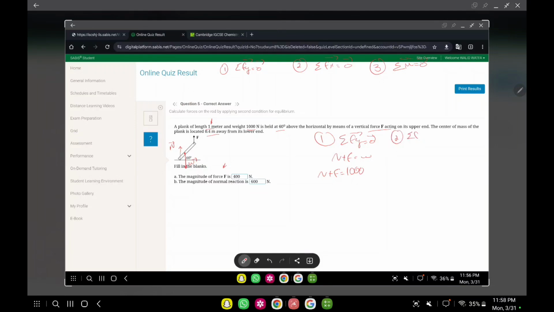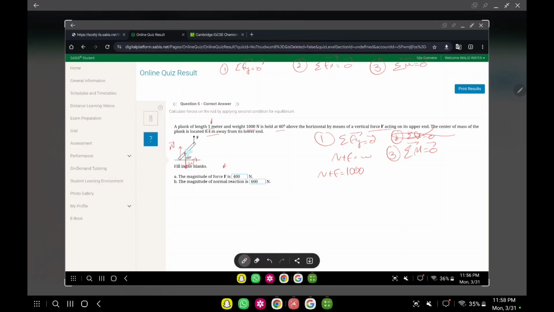2. Sigma Fx is equal to 0. We skip this because there's no horizontal force. 3. Over here, sigma M is equal to 0. Right? Guys, don't forget vector symbols. Anyway, so let's start. Where are we going to take the point of rotation?